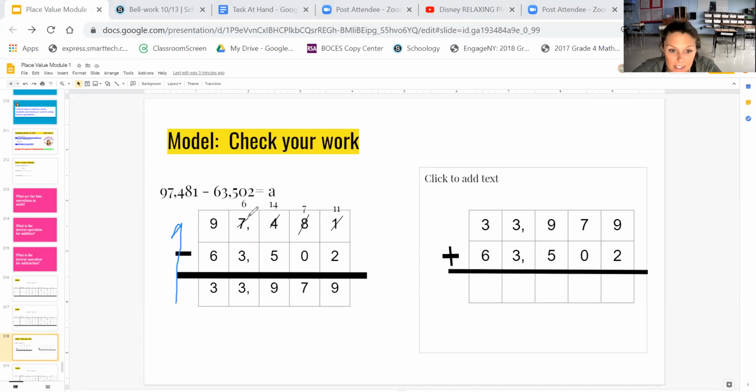And if I'm correct, when I add these two numbers, I will get 97,481. Now, if I add it and I don't get that, then that means I need to go back because I made a mistake. So that's the point of checking your work to see if it's accurate. So let's go ahead and solve.